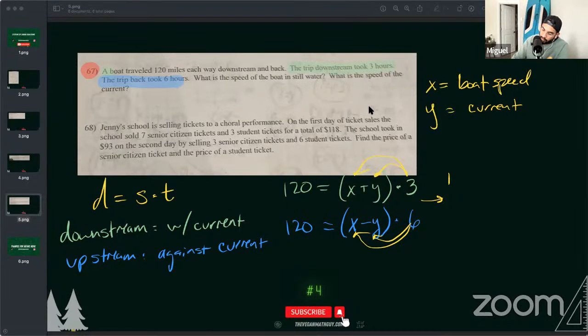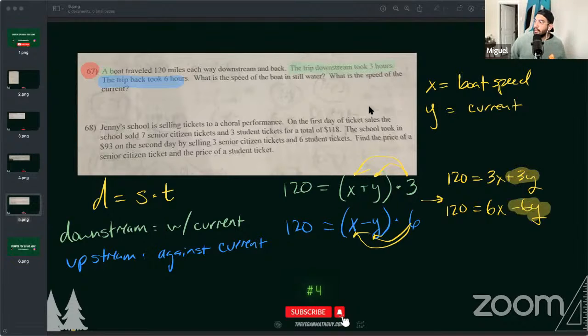So that's going to give us 120 is equal to 3x plus 3y, and 120 is equal to 6x minus 6y. And what are we going to use? I would suggest elimination. We could use substitution. Nothing wrong with that. But I'm just going to use elimination. So let's see. I see my y's already have the opposite signs. So what I would do is multiply the top equation by a positive 2.